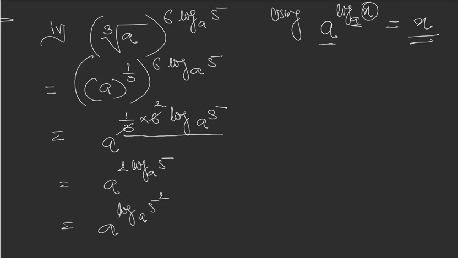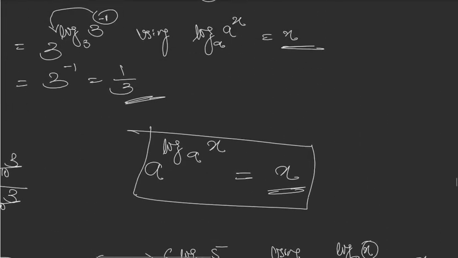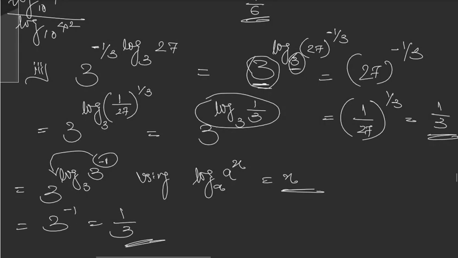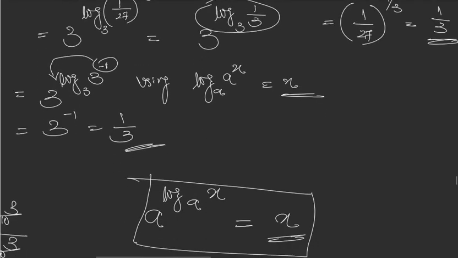So here we have a raised to log of 5 square to the base a. So the direct answer should be 5 square, that is 25. So now it should be very clear how we used this identity which I showed you in the third question.